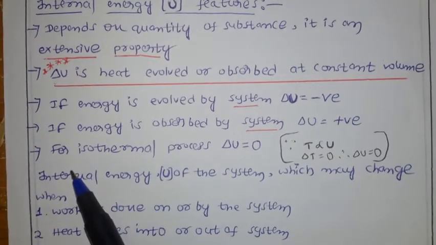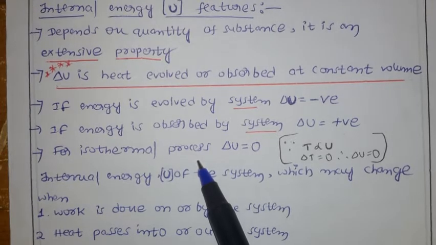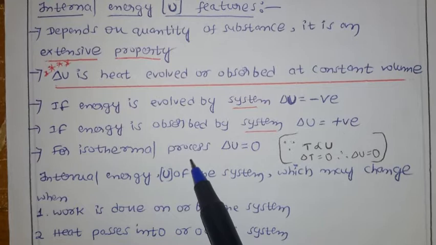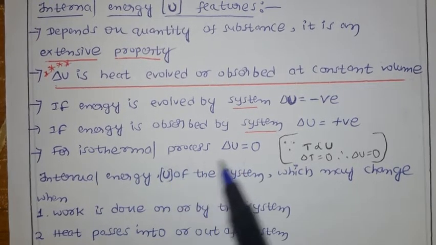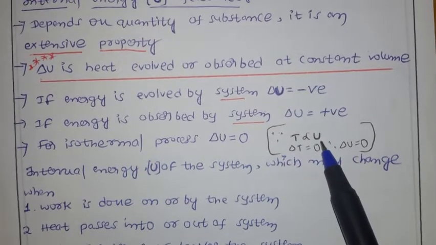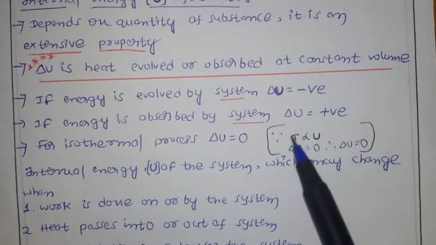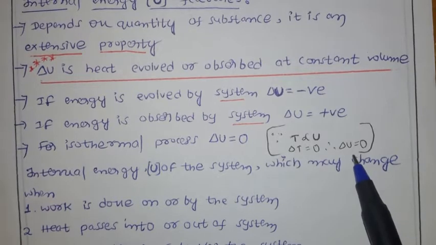Next, for the isothermal process, which we already discussed, there is no change in temperature, so delta T equals 0. In that process the internal energy change, delta U, is also 0. You have to remember this. Why? Because temperature is directly proportional to internal energy. In an isothermal process delta T is 0, so delta U is also 0.